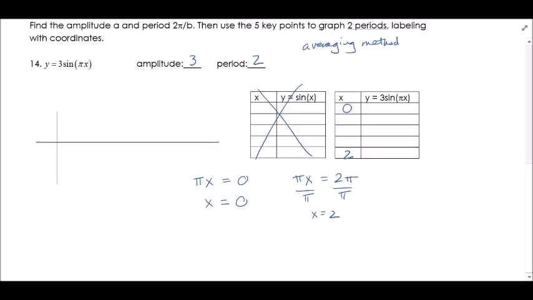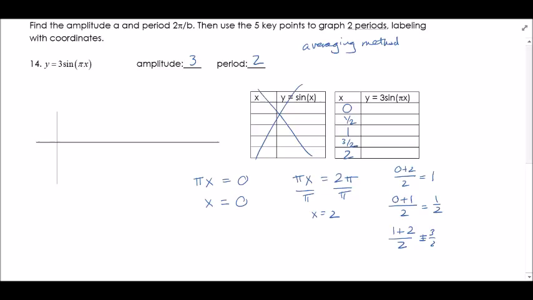So then to find the third key point, I'm going to average 0 and 2 together by adding them and dividing by 2, and that gives me 1. So 1 is the x value of the third key point. To find the second key point, I'll add the first and third key points, and divide by 2. So that tells me they're at 1/2. And then to find the fourth key point, I'll add the 1 and the 2 and divide by 2. And that gives me 3/2. So that's the averaging method.